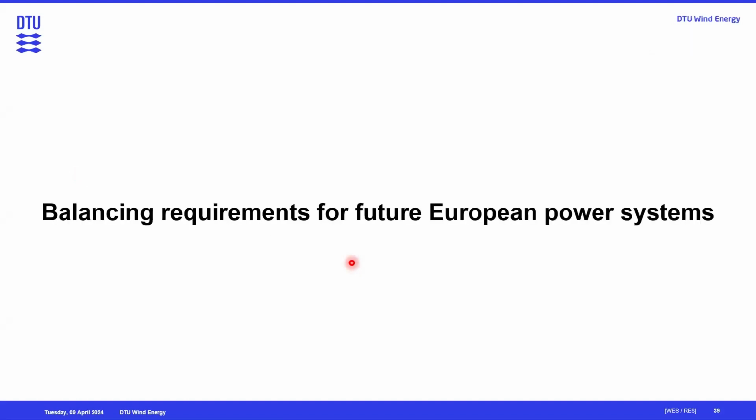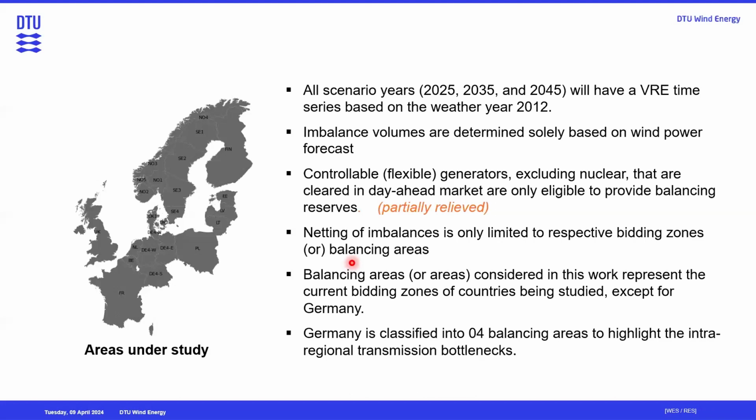So balancing requirements for future European system, right? We have scenarios for 2025, 2030, 2035, and 2045. And it's quite time consuming, computation consuming, so we chose only one weather year.